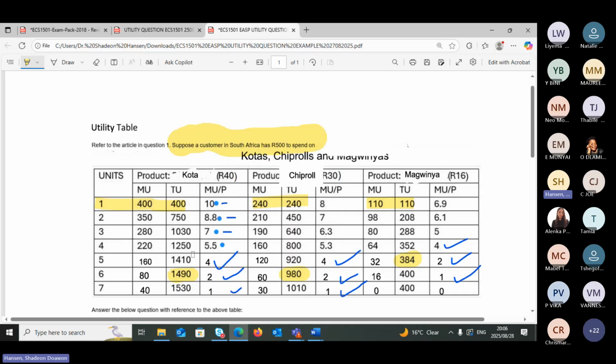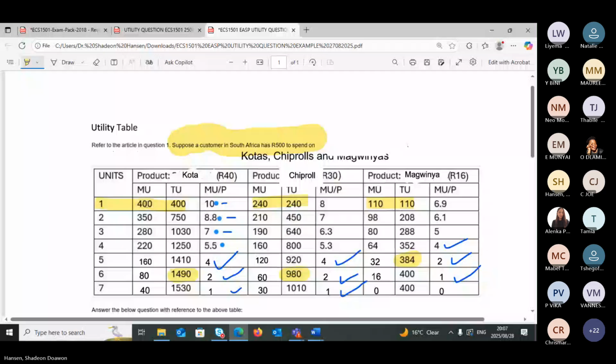We can also work backwards. 400 plus 350, that is 750 over there. 750 plus 280, that's 1030. 1030 plus 220, that's 1250. 1250 plus 160 gives us 1410. 1410 plus 80 gives us 1490. And then, of course, 1490 plus 40 gives us 1530. That way, students, you can calculate your total utility from your marginal utility.